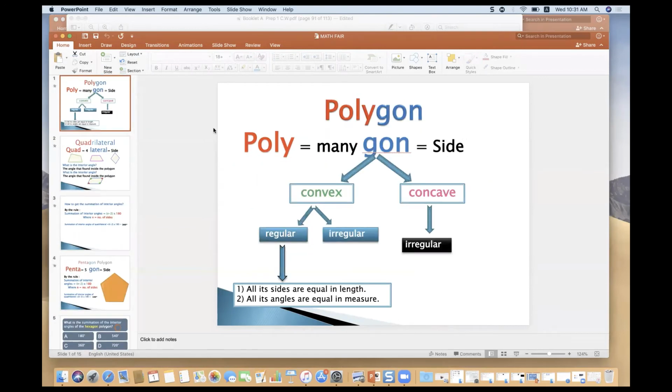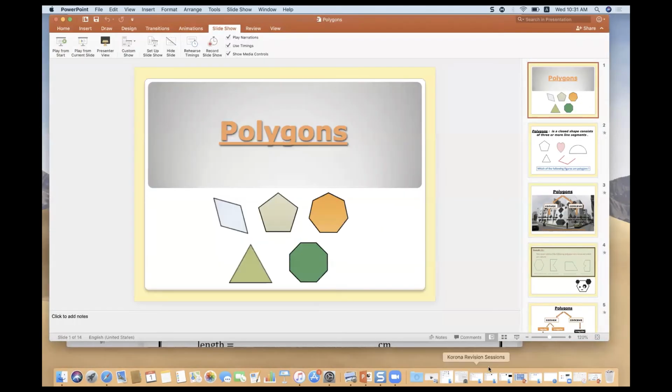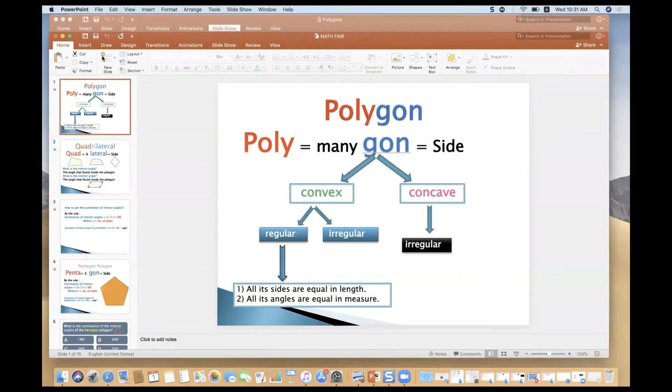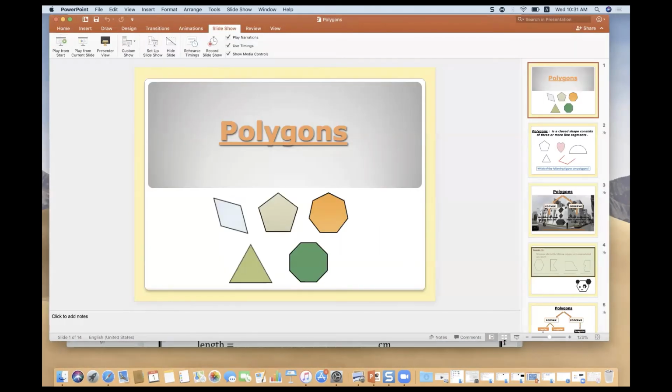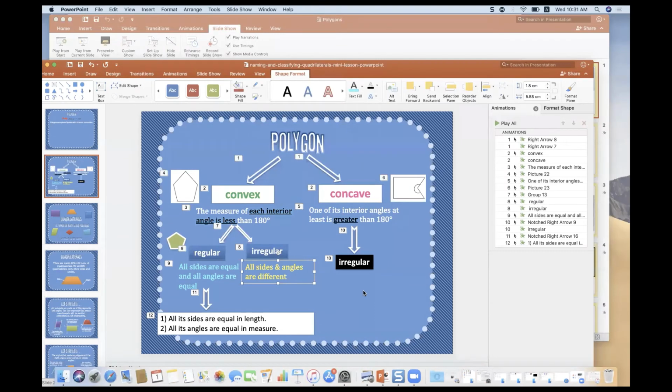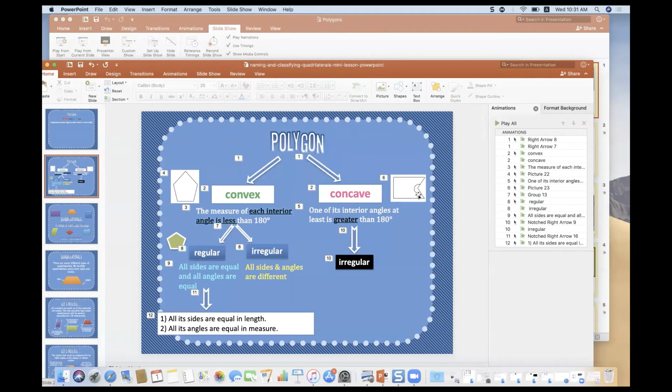If we have a polygon which has an interior angle more than 180, like the shapes of stars, or an arrow, these figures have at least one interior angle more than 180. This is concave. What is the meaning of cave? Farida, what's the meaning of cave?